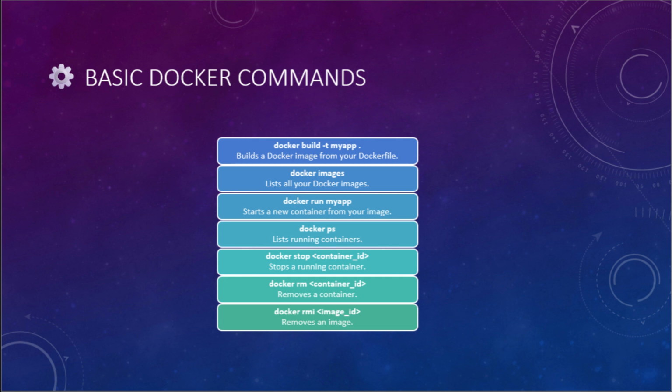Let's look at the first command. It builds a Docker image from your Dockerfile. The second command lists all Docker images. The third command starts a new container from your image. The fourth one lists running containers. The fifth one stops a running container. The sixth one removes a container. The seventh one removes an image. These are just a beginning, but they'll help you get comfortable using Docker daily.